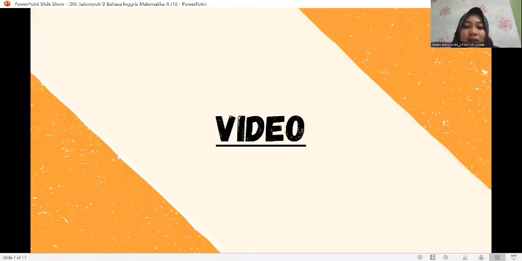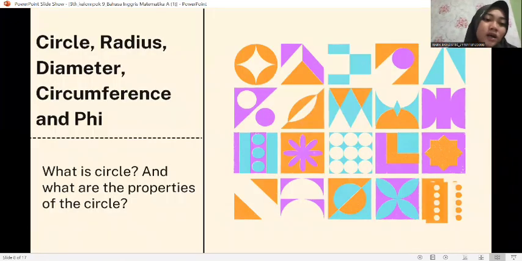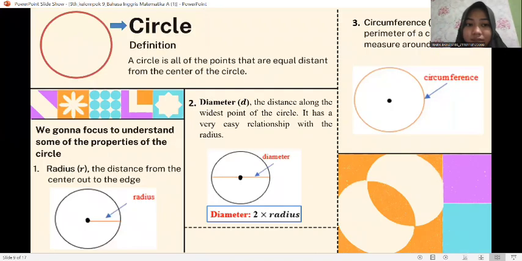The next material is about a video. Video about circle, radius, diameter, circumference, and π. The question is, what is a circle and what are the properties of the circle? So, a circle is all of the points that are an equal distance from the center of the circle.